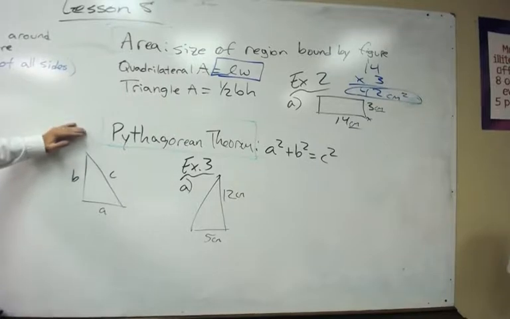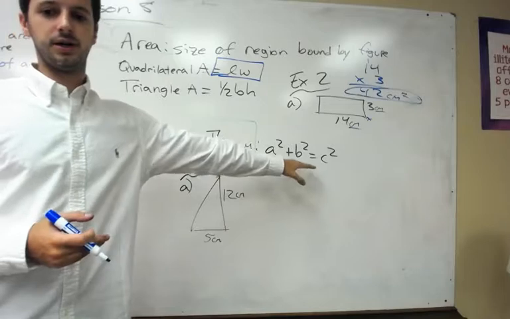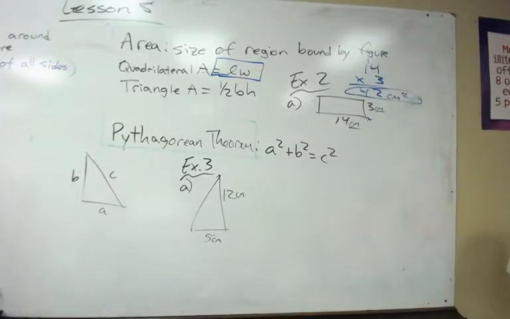Last formula to look at in this lesson is simply the Pythagorean theorem. The Pythagorean theorem is a squared plus b squared equals c squared. This is only for right triangles. Only for right triangles. If it's obtuse or acute, you cannot use the Pythagorean theorem.